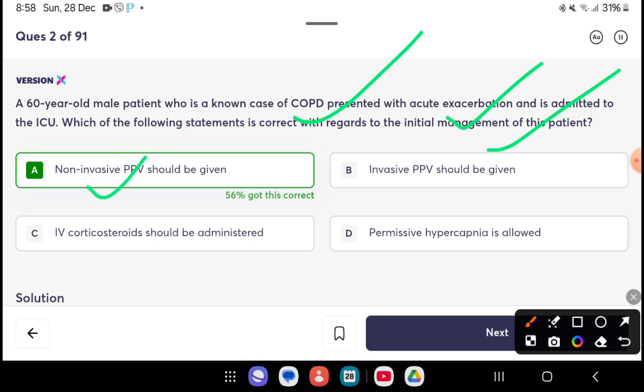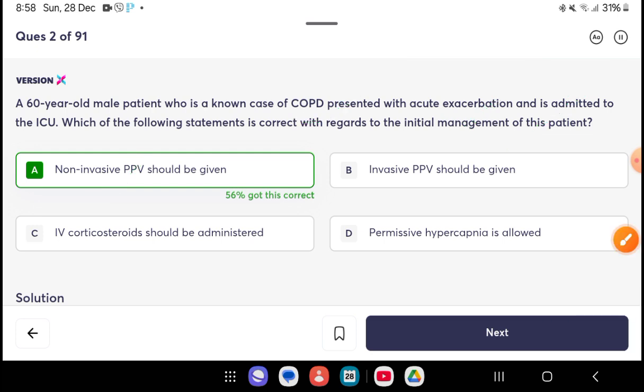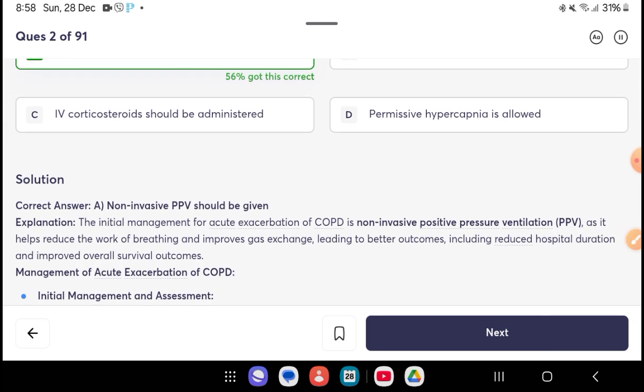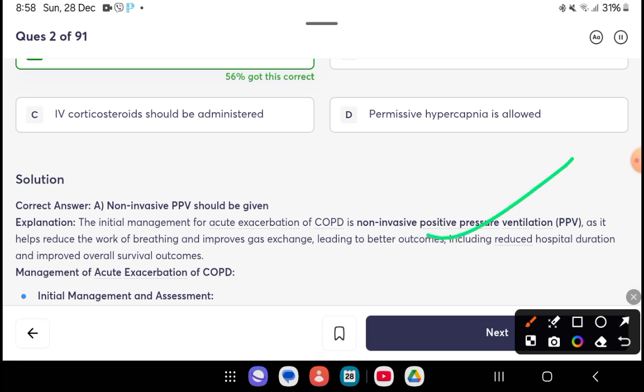non-invasive positive pressure ventilation. Okay, further explaining that: initial management for acute exacerbation of COPD is non-invasive positive pressure ventilation, as it reduces the work of breathing and improves gas exchange. Okay, that's why.